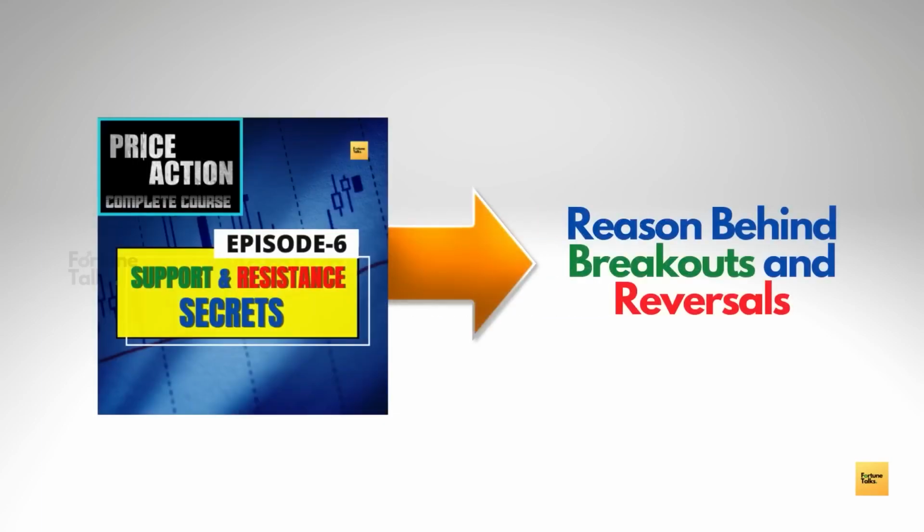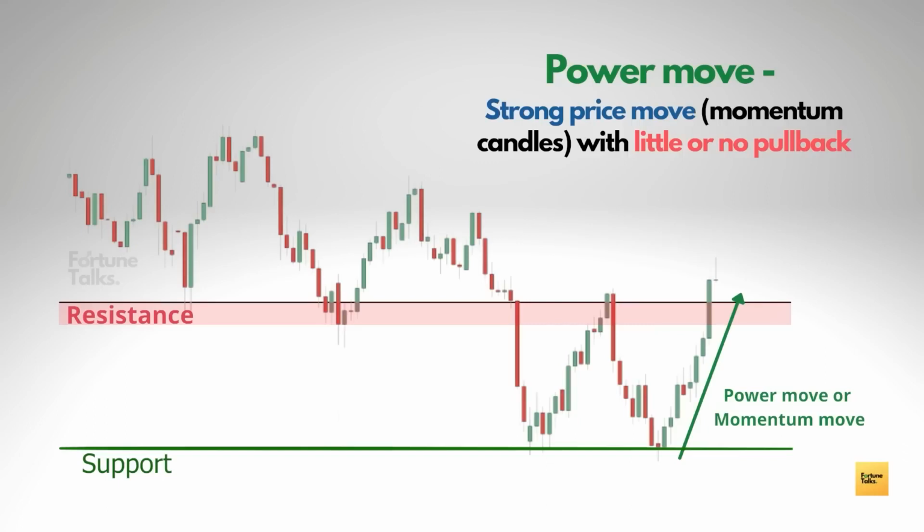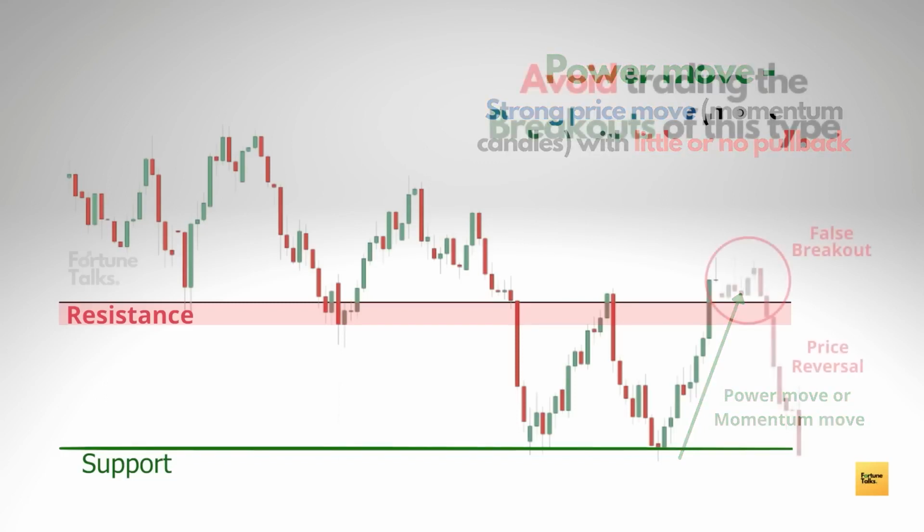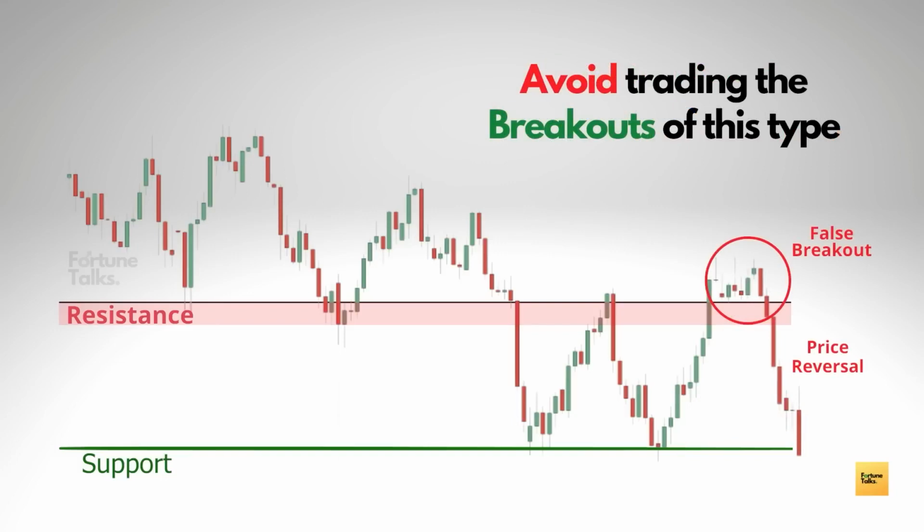What are power moves? I talked about power moves in episode 6 of this price action course when we talked about reversals, but let me talk about it briefly to brush up your memory. If you see a big, strong momentum move with large candles, this is what a power move is. Now if the price moves up from a level with little or no pullback and then goes higher, breaking an area of value like a support or resistance, then my advice is not to chase the breakout of this type, because more often than not, the market tends to reverse under these conditions.